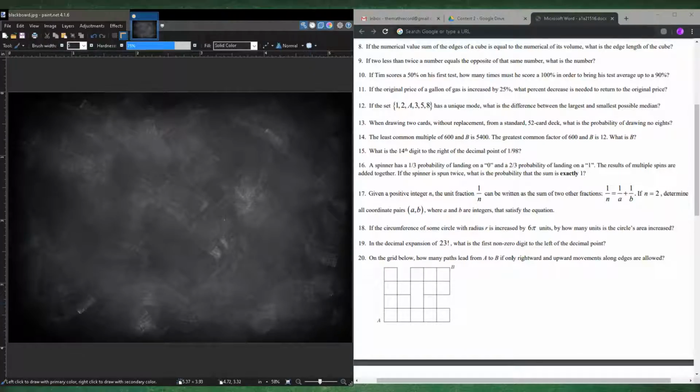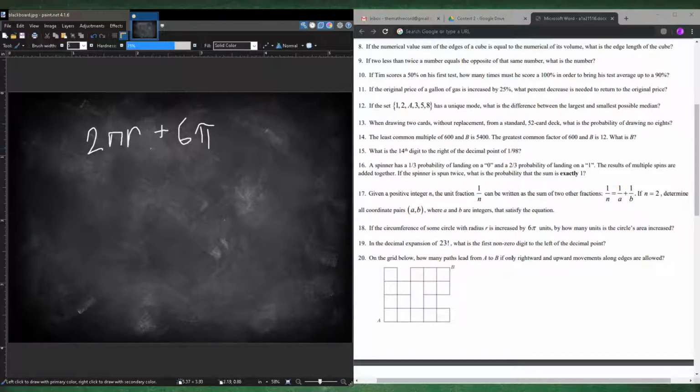Okay, and number 18. If the circumference of some circle with radius r is increased by 6 pi, by how many units is the circle's area increased? So let's say our circumference is 2 pi radius. So basically that's our circumference. So what they're doing from that circumference is that they're adding 6 pi. So the circumference is adding by 6 pi.